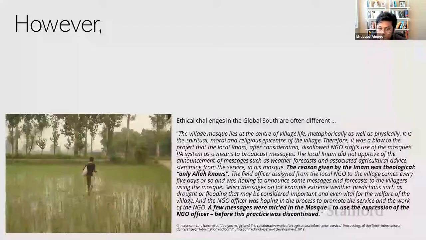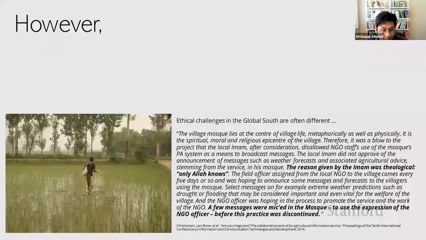Let us try to understand this issue better through two stories from Bangladesh. The first one is taken from a recent paper written by Christensen and his colleagues. They wrote about a weather prediction technology that they deployed in rural Bangladesh to help the farmers. Let me read a paragraph directly from the paper.